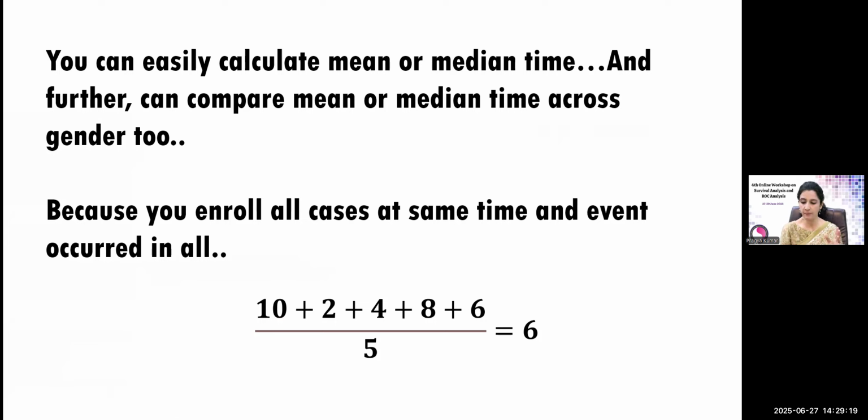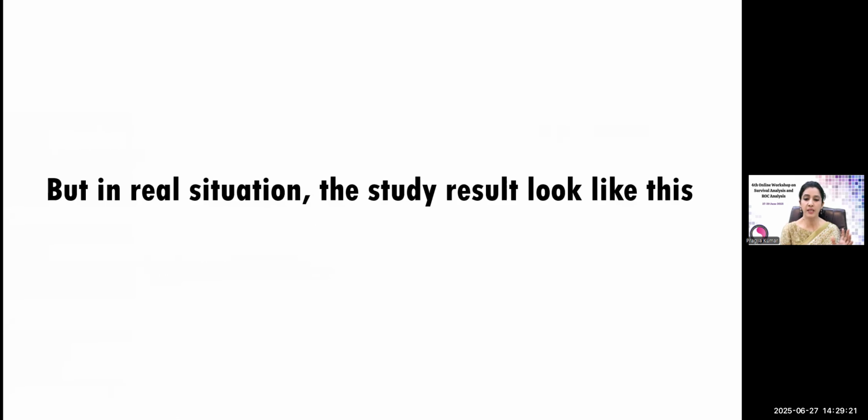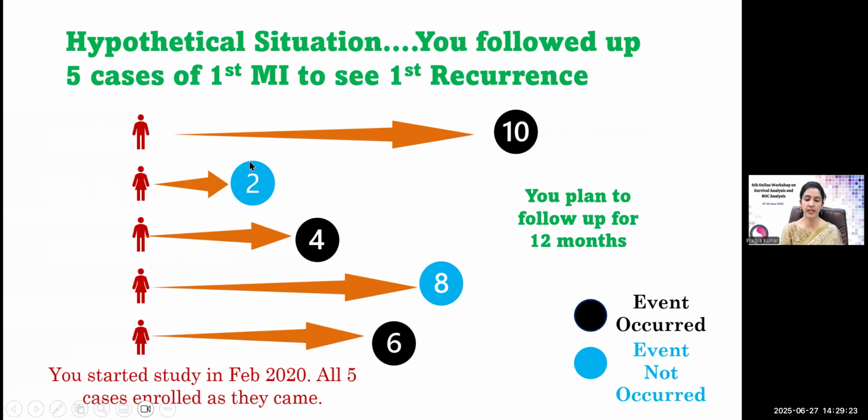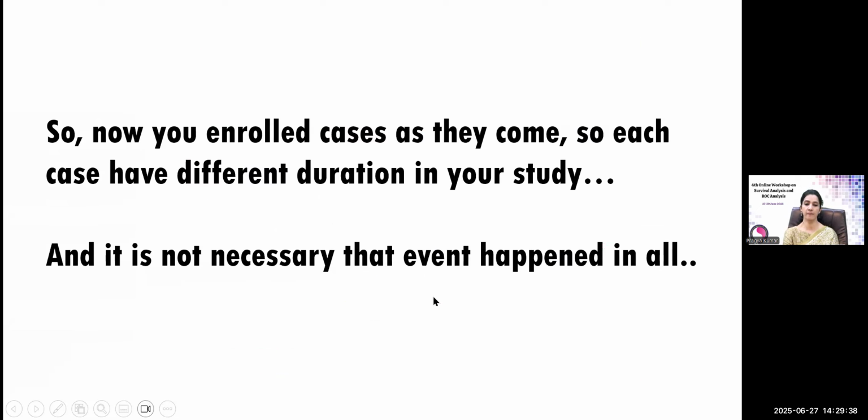But the problem happens if there is censoring. That means if the second person is a loss to follow up, or that data is not there with you, and the fourth person also is a loss to follow up. So will you be counting these 2 and 8 months in the calculation of survival time? Since you have enrolled all the cases as they come, they have different durations of the study, and it is not necessary that the event may have happened in all.